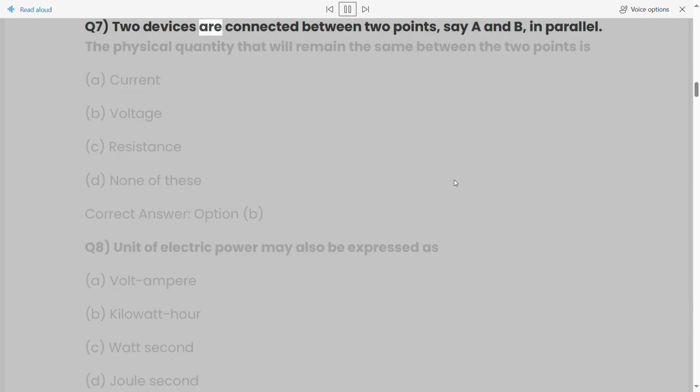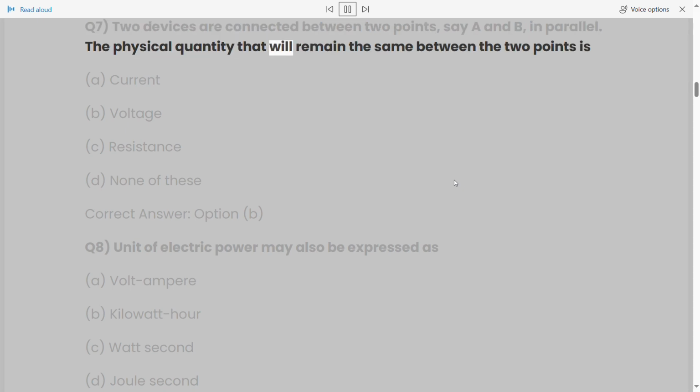Q7. Two devices are connected between 2 points, say A and B, in parallel. The physical quantity that will remain the same between the 2 points is A. Current. B. Voltage. C. Resistance. D. None of these. Correct answer option B.